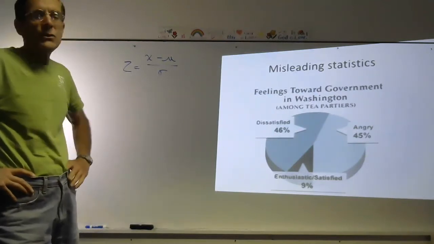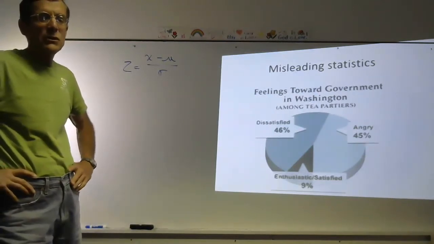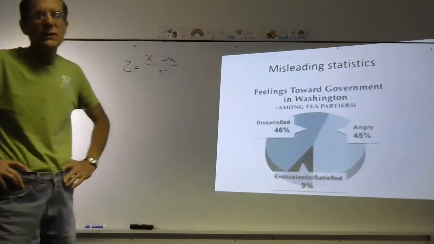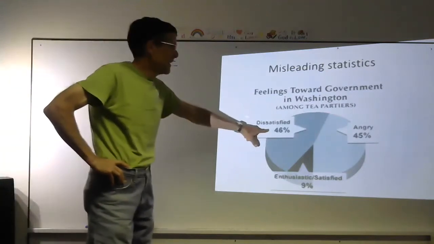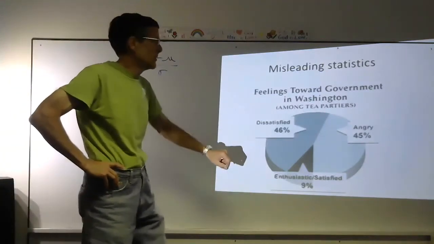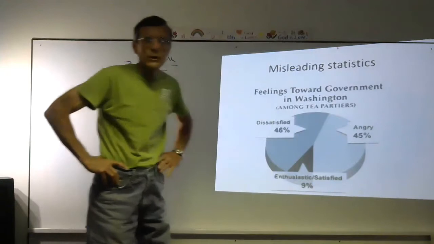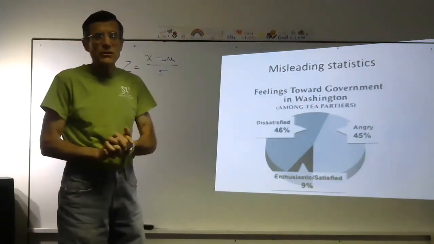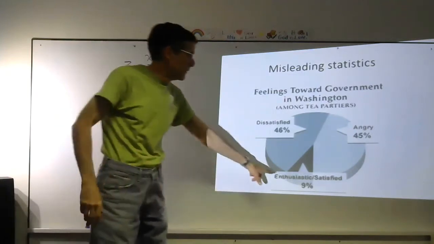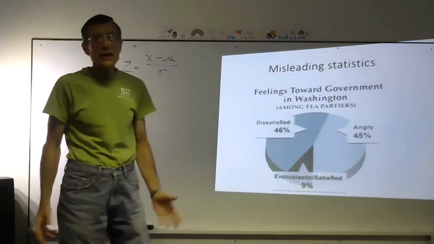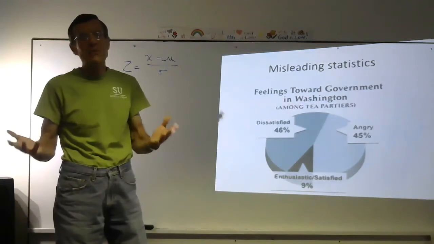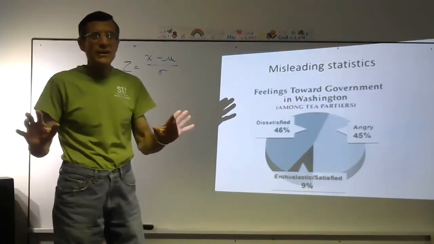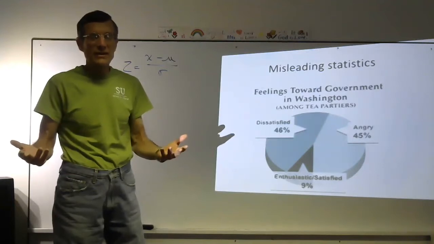Before we get there, though, we have to have a misleading statistic before we get going here. Feelings toward government in Washington, federal government. Dissatisfied, 46%. Angry, 45%. Good grief! Does everybody hate the government and what they're doing? Enthusiastic, satisfied, 9%. It seems like everybody is very frustrated with the government. Hold on. Who is being surveyed?